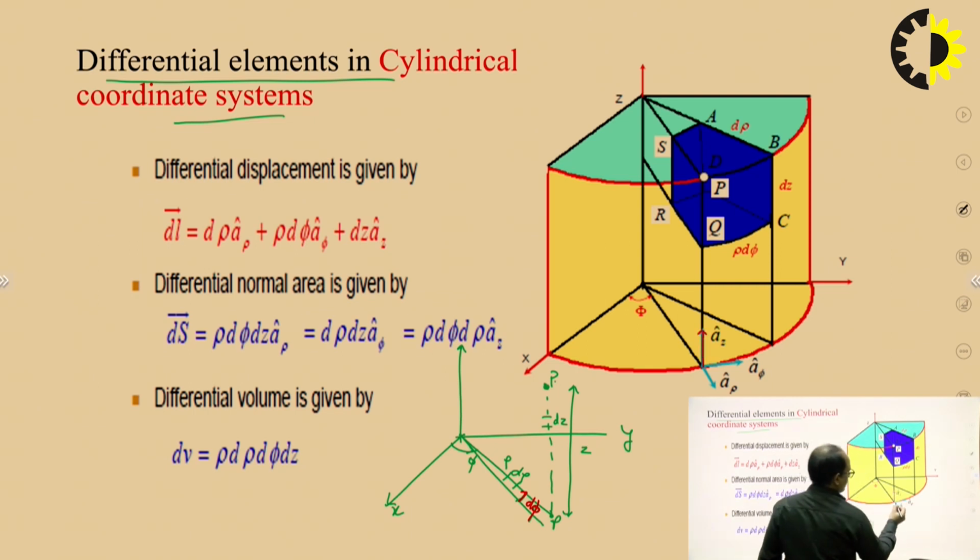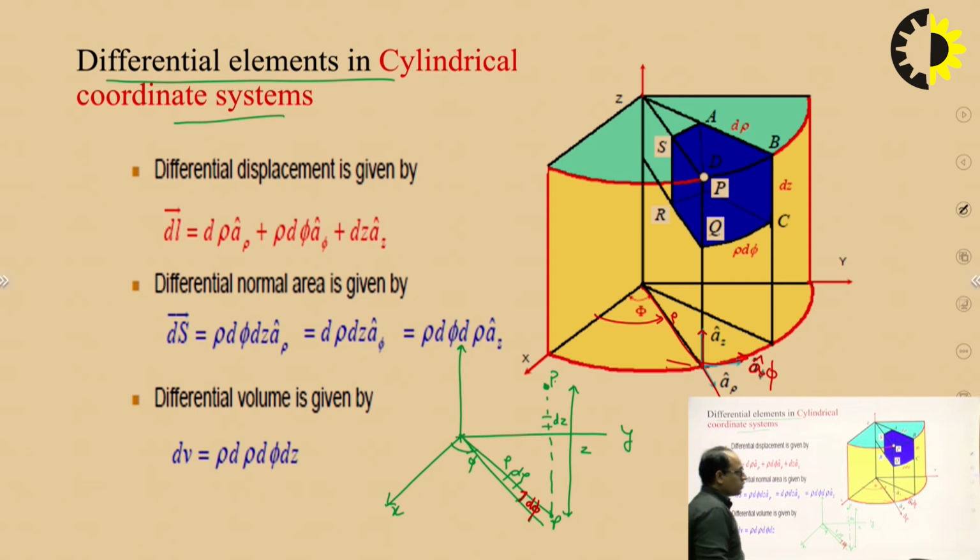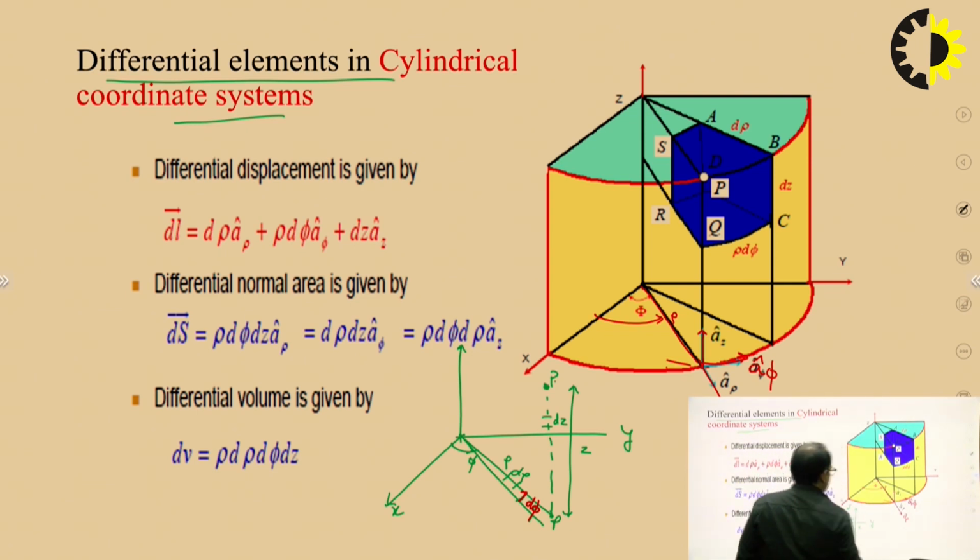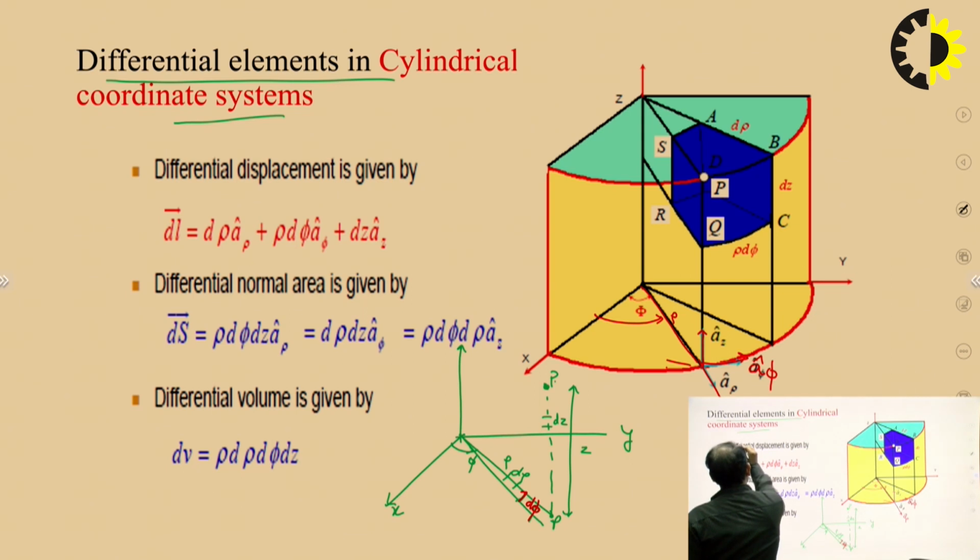Now if we talk about the unit vector at this point, a cap z will be in this direction. A cap rho means this. If I say this is rho, so a cap rho will be in this direction, and if I say this is phi, so phi will be in this direction. Clear?